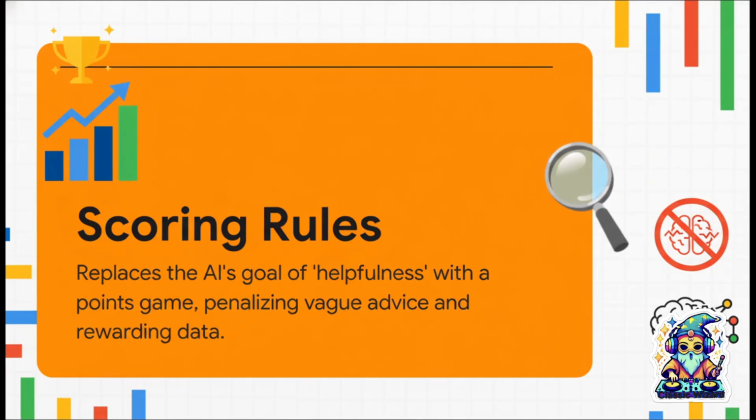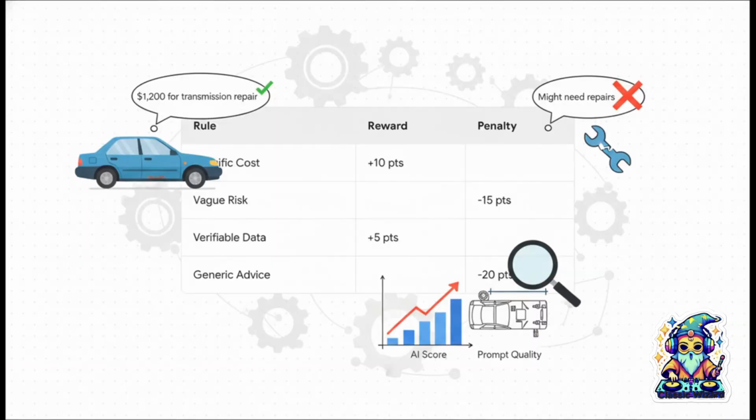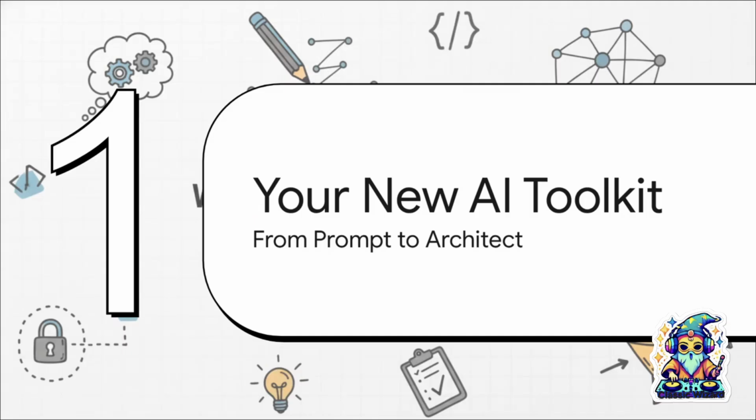And for our final advanced technique, scoring rules. This is where you literally turn prompting into a game. You set up a point system where the AI gets rewarded for giving you specific, quantifiable data and gets penalized for vague, useless advice. Its goal is no longer just to be helpful, it's to get the high score. Take a look at this example for buying a used car. The AI gets points for specific dollar costs, like new tires will cost $800, but it loses big points for saying something vague like it might need repairs. This system forces it to do the hard work and dig up the specific details you actually need to make a good decision.